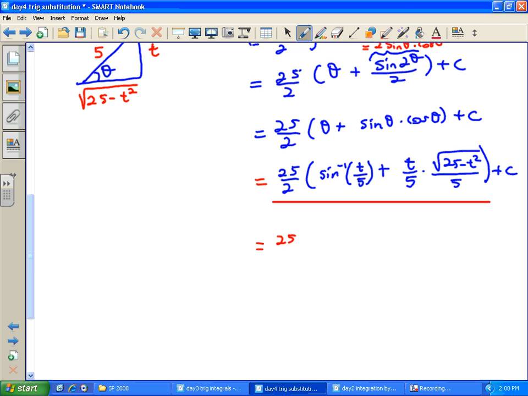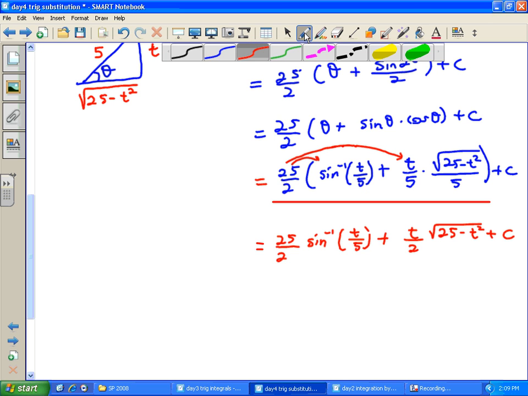So first multiply it with the first term. And now if you multiply it with the second term, what will happen there to your constants? The 25 from the top will cancel with the 25 from the bottom. So we'll have just 1/2, or t over 2, times the square root of 25 minus t squared. So that would be another way to leave the answer.